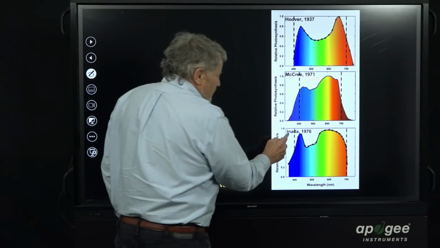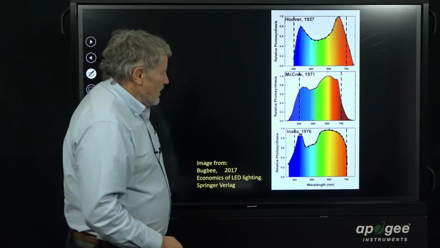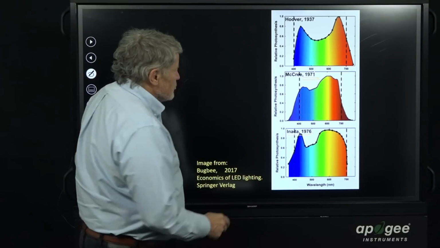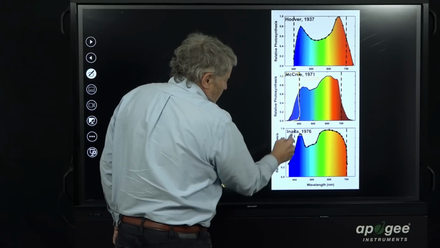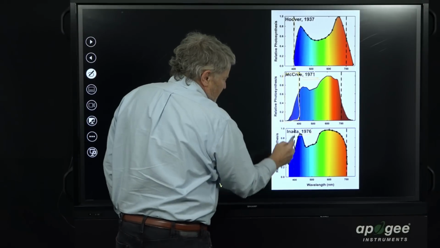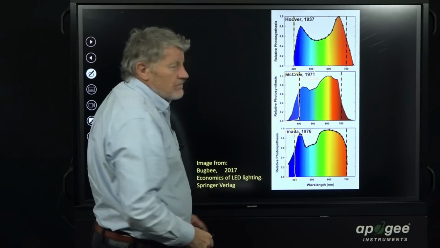And then a Japanese scientist, Inada, repeated this in 1976. At first glance, these are similar, but look at the area right here. McCree shows a big taper. Hoover shows a sharp cutoff. Inada shows a relatively sharp cutoff right down here in the UV.